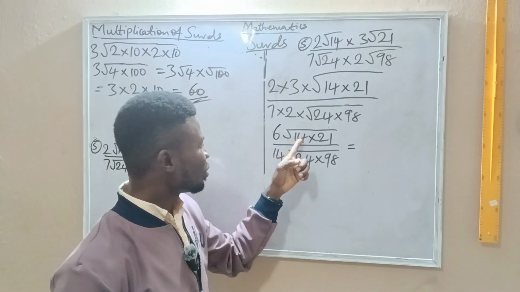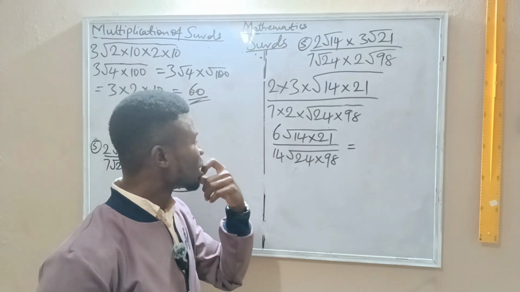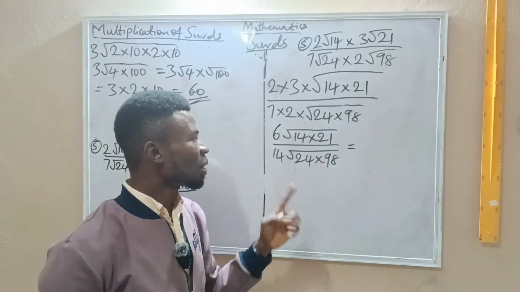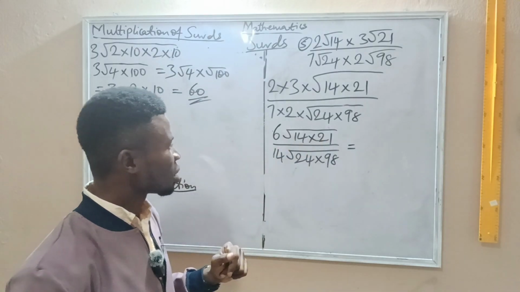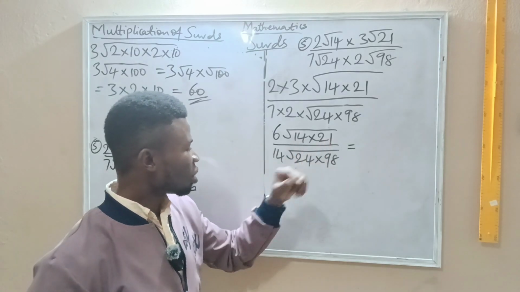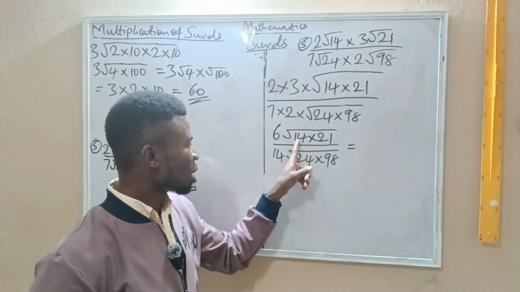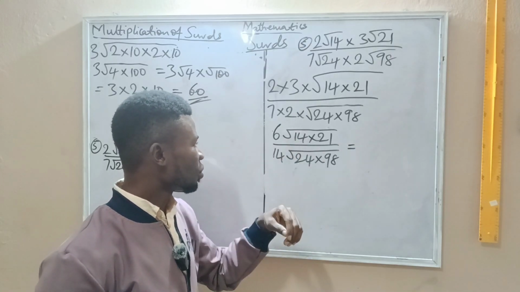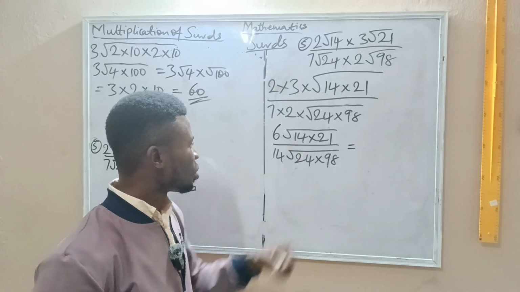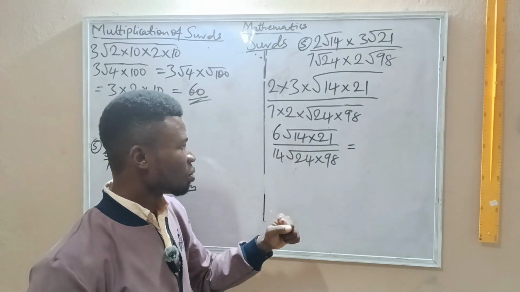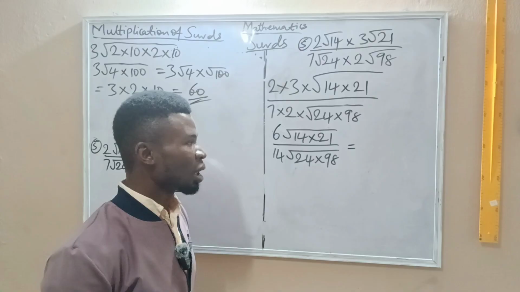Now, is there any number that can divide this and divide this? Is there any way we can get a perfect square? Number that can divide this and divide, so that when we multiply the 2, we have one of the perfect squares. We can get another one. Now, 2 can divide this one, but 2 cannot divide this. 3 can divide this, but 3 cannot divide this. 4 cannot divide any. 5, no. 6, no. Now, 7. 7 can divide 14 and get 2. 7 can divide 21 and get 3.